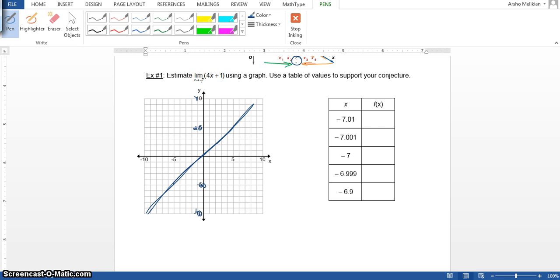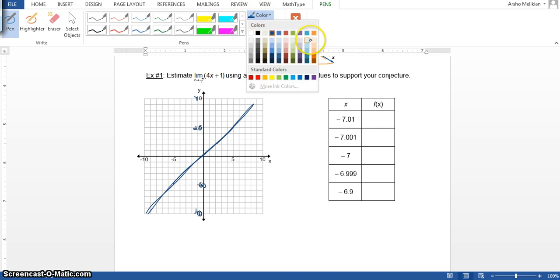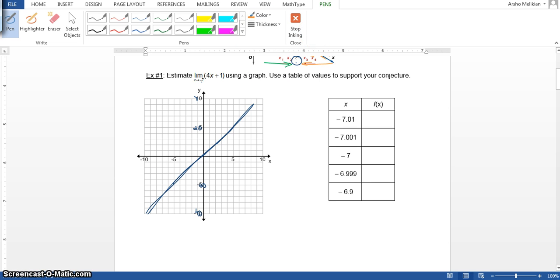Now, our question is, what is the limit as x approaches negative 7? Negative 7 is here. So as x approaches negative 7 here, we want to see where the graph is approaching, and it looks like it's approaching a value of negative 24 if you look at the graph closely.